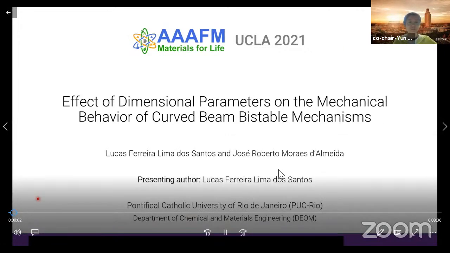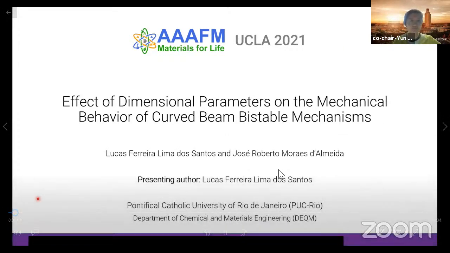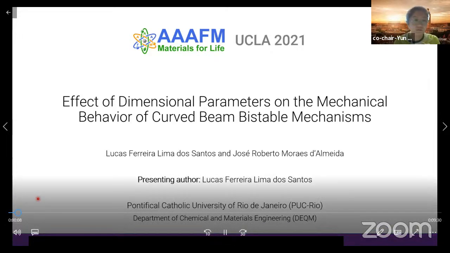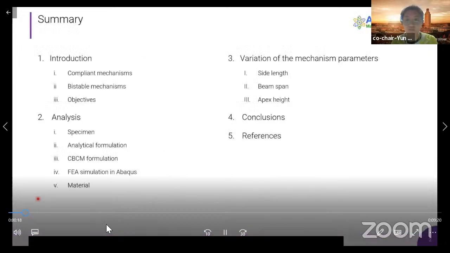Hello everyone, my name is Lucas Ferreira. I'm from the Pontifical Catholic University of Rio de Janeiro, and I'll present my work entitled Effect of Dimensional Parameters on the Mechanical Behavior of Curved Beam Bistable Mechanisms. My advisor, José Roberto Moraes de Almeida, also participated in this work.